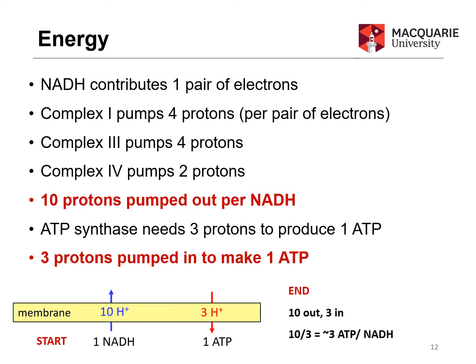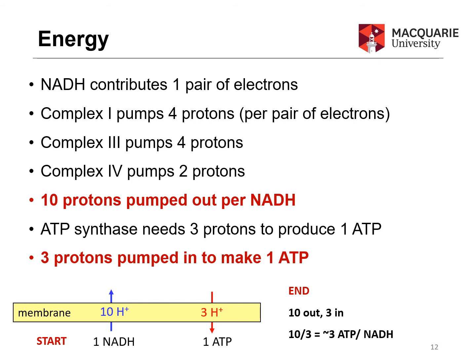So if we look at how much energy we can actually get from a round of the Krebs cycle, it's all to do with how much ATP we can produce per NADH that's produced during the Krebs cycle. We know that NADH contributes 1 pair of electrons to the electron transport chain. Complex 1 pumps 4 protons per pair of electrons across that inner mitochondrial membrane to establish that hydrogen gradient. Complex 3 similarly pumps 4 protons across, still with this same pair of electrons, and complex 4 pumps 2 protons across. So in all, we have pumped 10 protons per NADH across that inner mitochondrial membrane.